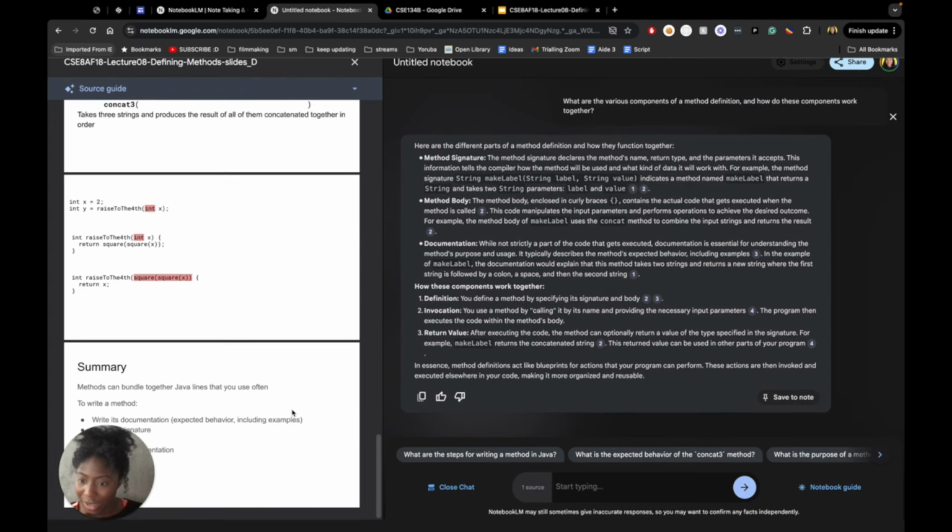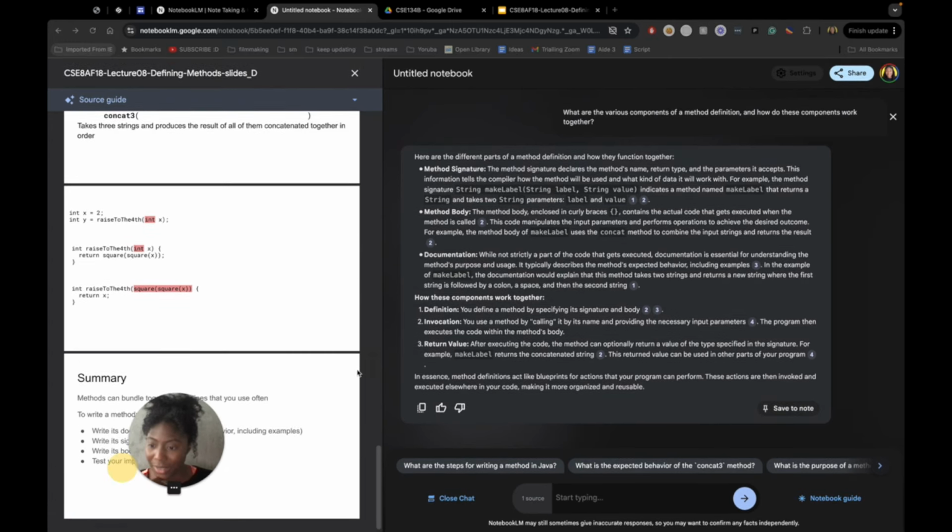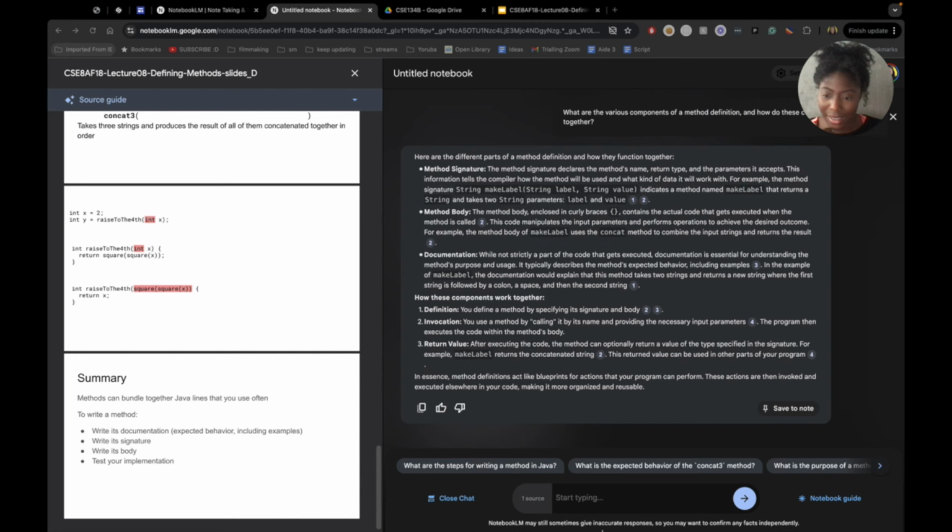Methods can bundle together Java lines that you use often. To write a method, write its documentation, write its signature, write its body, test implementation. Okay, let's ask a question. How do you write a method?